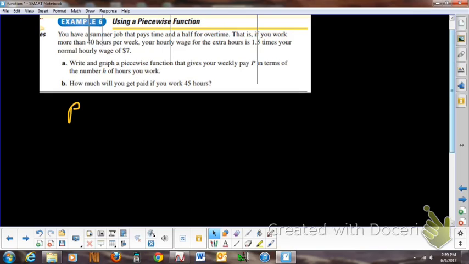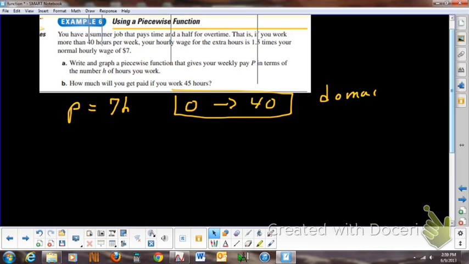So normally your pay is equal to 7 times X, or 7 times H, and that represents your hourly wage from 0 to 40 hours. Now, this is called our domain. And we need to represent this in a different way. We have to use mathematical notation to show this. So if H is unknown, the hours can be less than or equal to 40, and greater than or equal to 0.